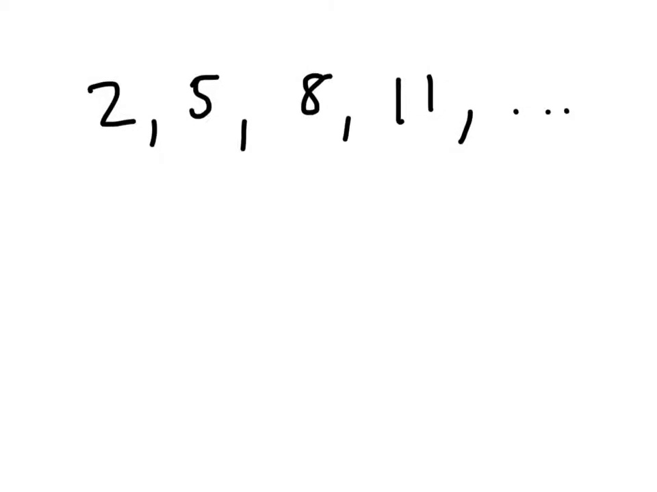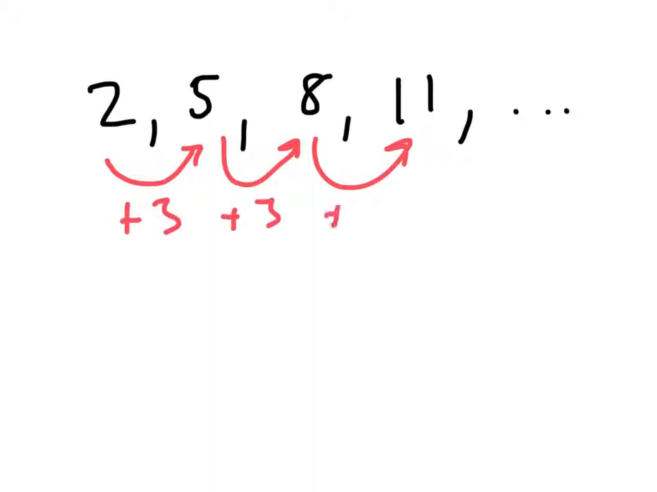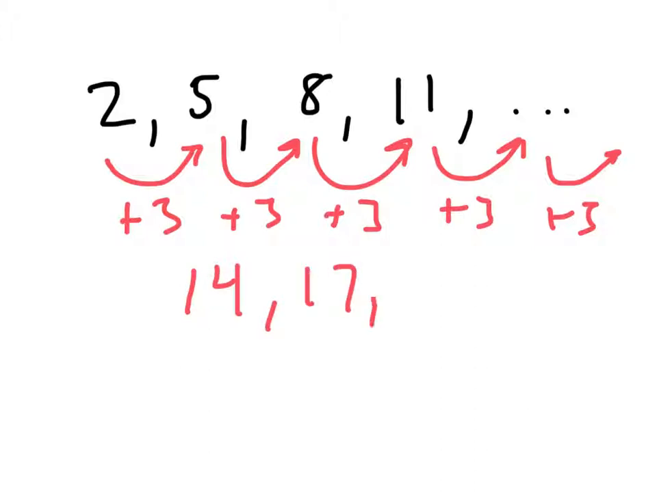So this would be an example of an arithmetic sequence. As I look at my terms, I see I go from 2 to 5, 5 to 8, 8 to 11. And every time as I'm going up, I'm adding 3 every time. So if I wanted to know what the next two terms were, I would just add 3, and then whatever that was, I would add 3 to that. So notice every single time I'm adding 3. So the next two terms would be 14, and then 17, and then 20, and so on and so forth.